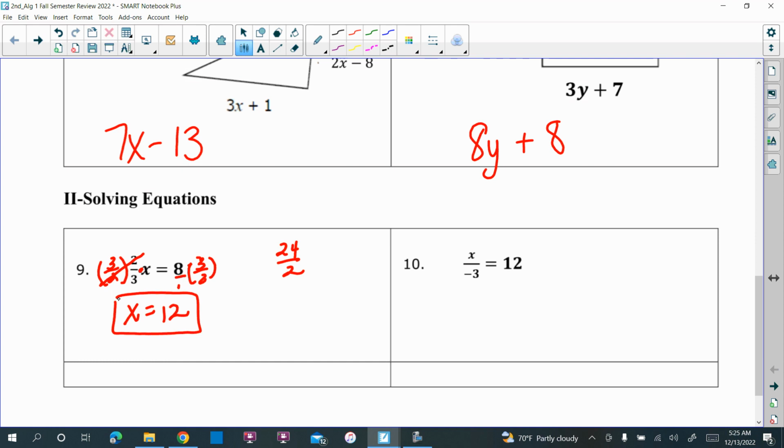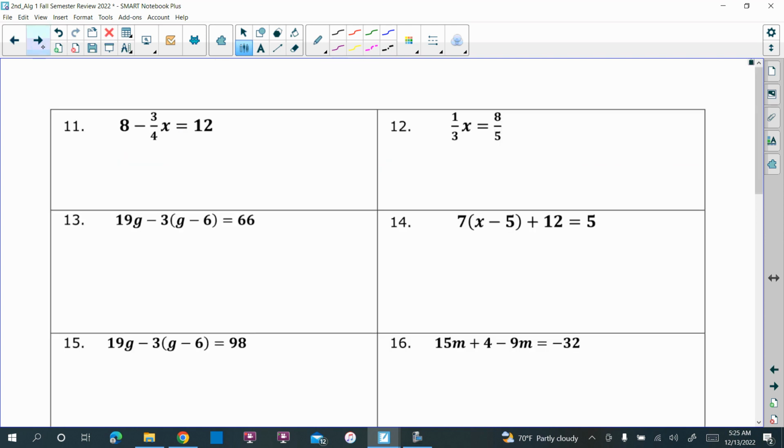Okay. Here, because we're seeing division, the fraction bar is showing division. The opposite of dividing is multiplying. You should be multiplying on both sides by the denominator, which is -3. So hopefully you got x equals -36 here. Now on the next page, we have some more solving equations, 1 to 2 step or multiple step.